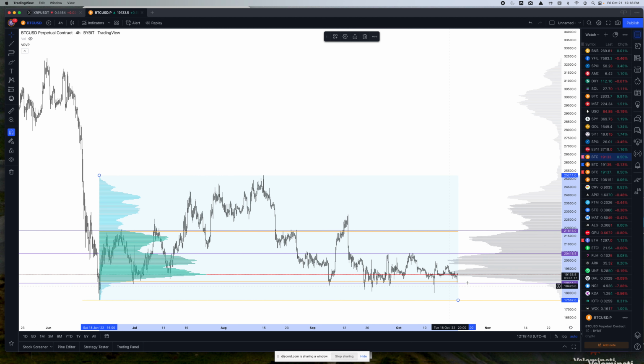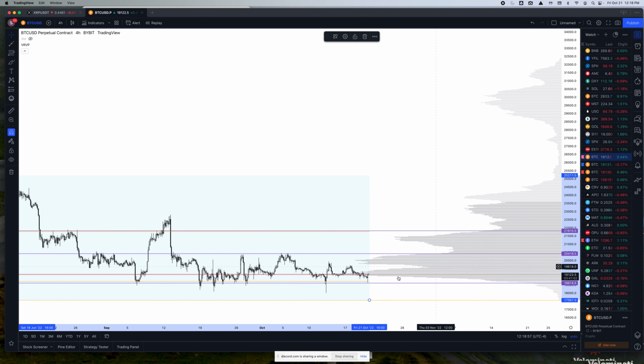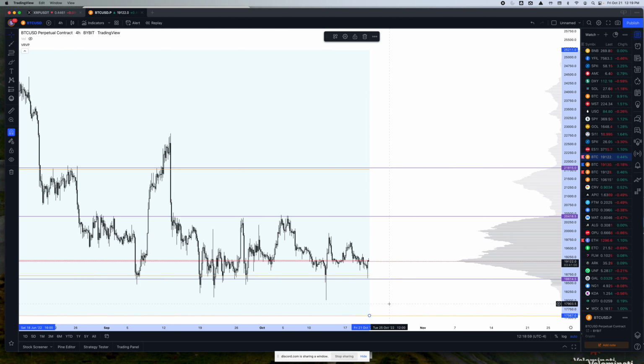Now, if we fail to lose this level, right? My thought process is we keep seeing these lower highs, it keeps just getting weaker and weaker and weaker. So I think we are heading down.